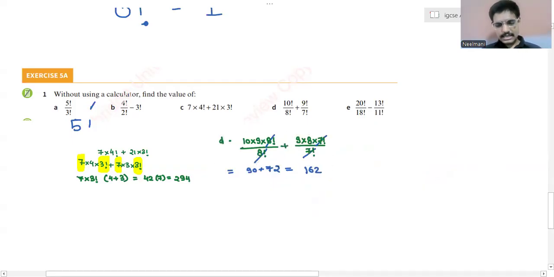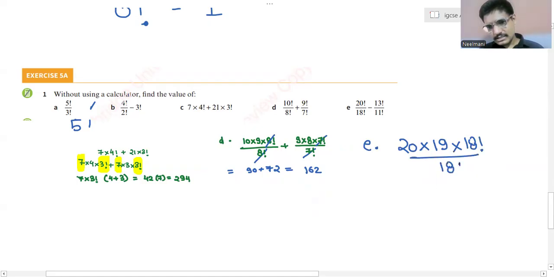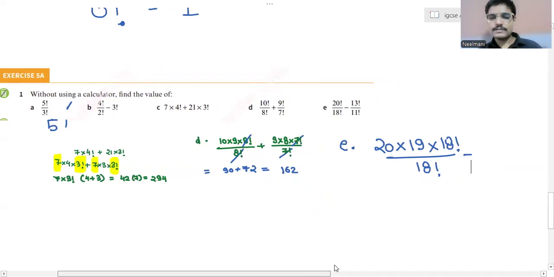So it's this one: 20 factorial into 19 into 18 factorial here. This is 18 factorial and it is subtracted with 13 factorial upon 11 factorial.